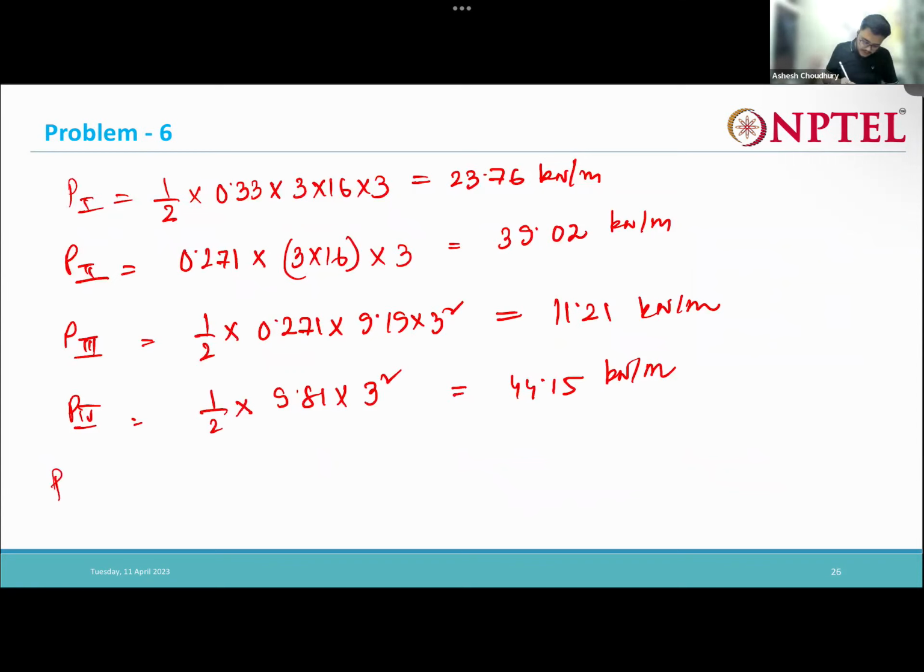Right. So total P, how much? If we add all this: 23.76 plus 39.02 plus 11.21 plus 44.15 gives 118.1.